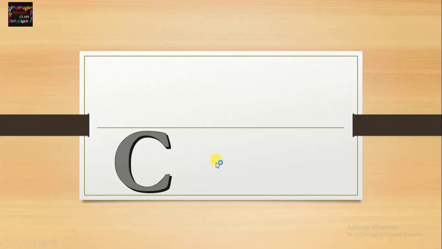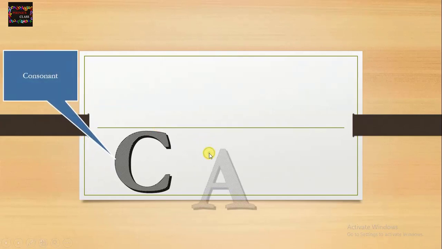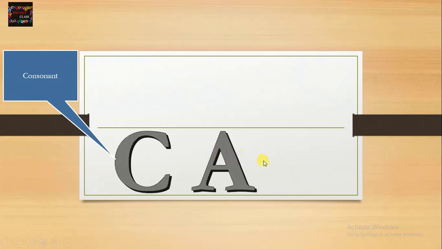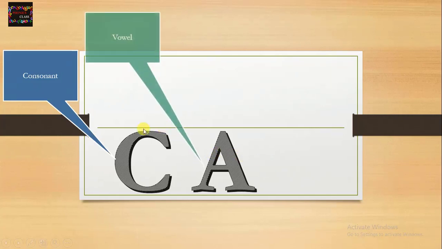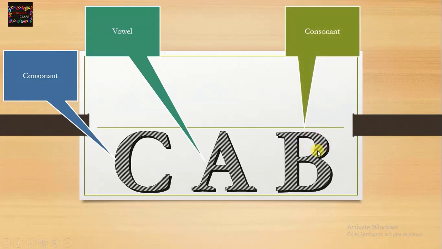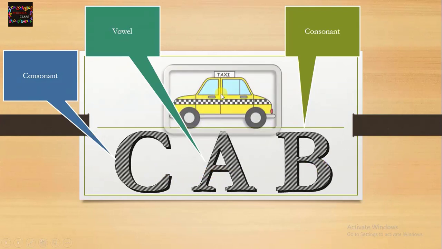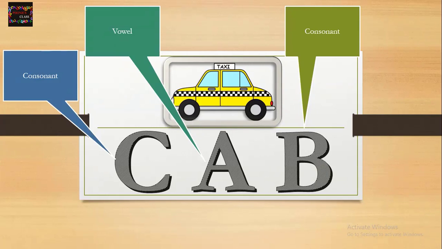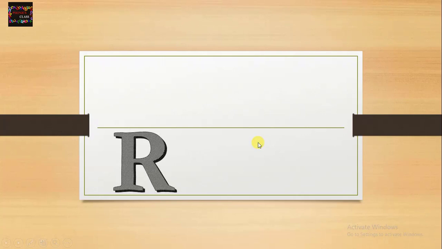The next word is the same thing, letter C. The consonant makes the sound K, and the vowel is the same, A, a short vowel pronounced A. The next consonant is B. B makes the sound B. K, A, B, cab. It's a kind of small car, or you can call it a taxi. Okay, now let's move to the next word.